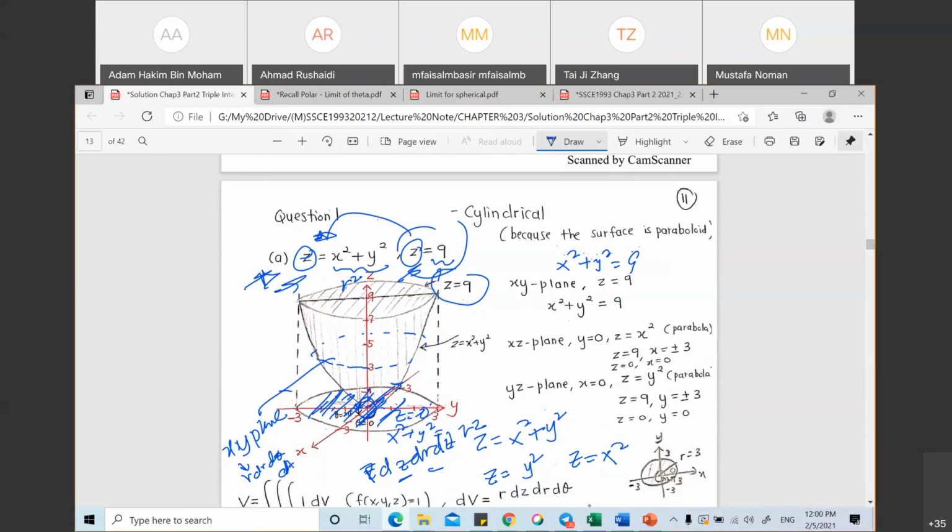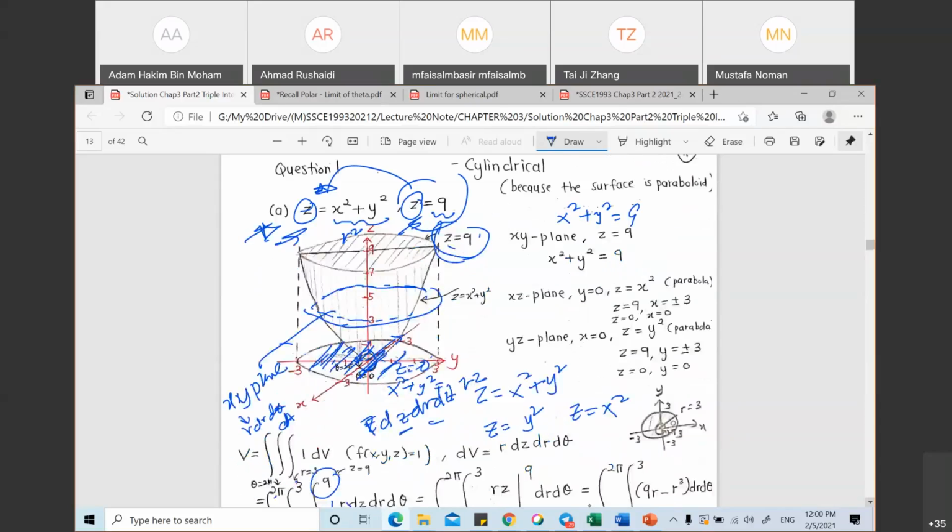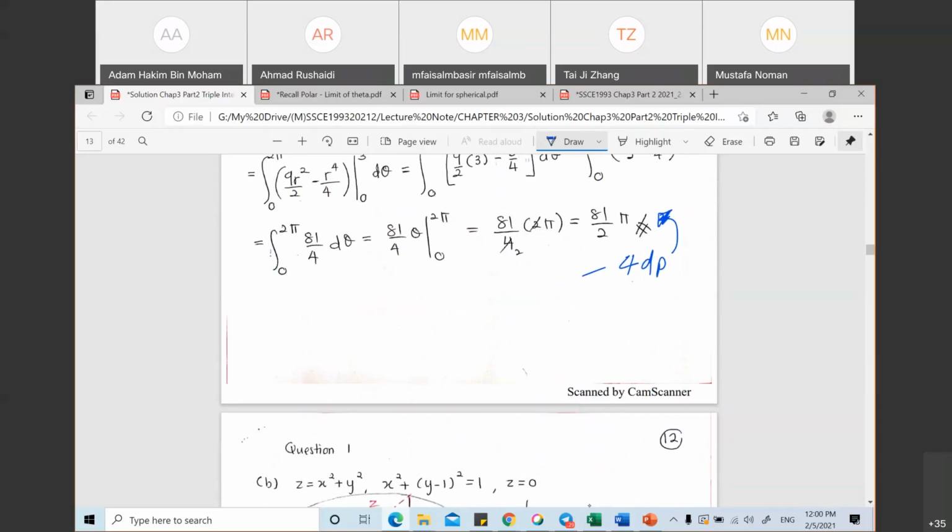Okay, understood, doctor. This circle can be here, can be here, but the maximum is 9. This is clear. Okay, so next.